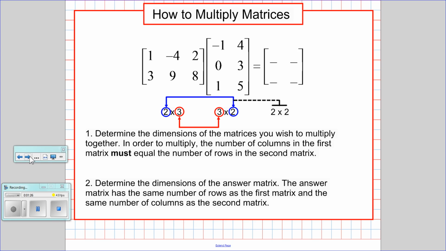So once we figure that out, we're going to determine the dimensions of our answer matrix. The answer matrix has the same number of rows as the first matrix and the same number of columns as the second matrix. I find this visual really helpful. The red part tells me if the multiplication is possible, and then the blue part tells me in order how many rows and how many columns my answer matrix has.